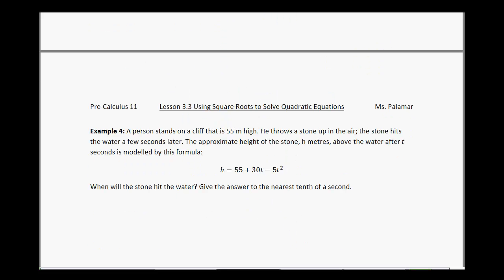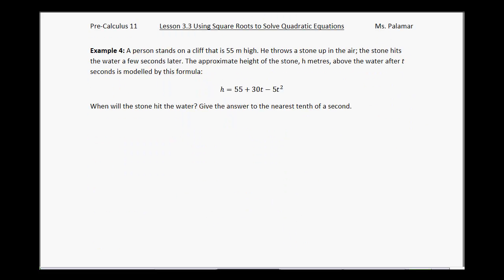Let's give it a shot at a word problem here. Example 4. A person stands on a cliff that is 55 meters high. He throws a stone up in the air. The stone hits the water a few seconds later. The approximate height of the stone, h meters above the water after t seconds, is modeled by this formula: h equals 55 plus 30t minus 5t squared. When will the stone hit the water? Give the answer to the nearest tenth of a second.